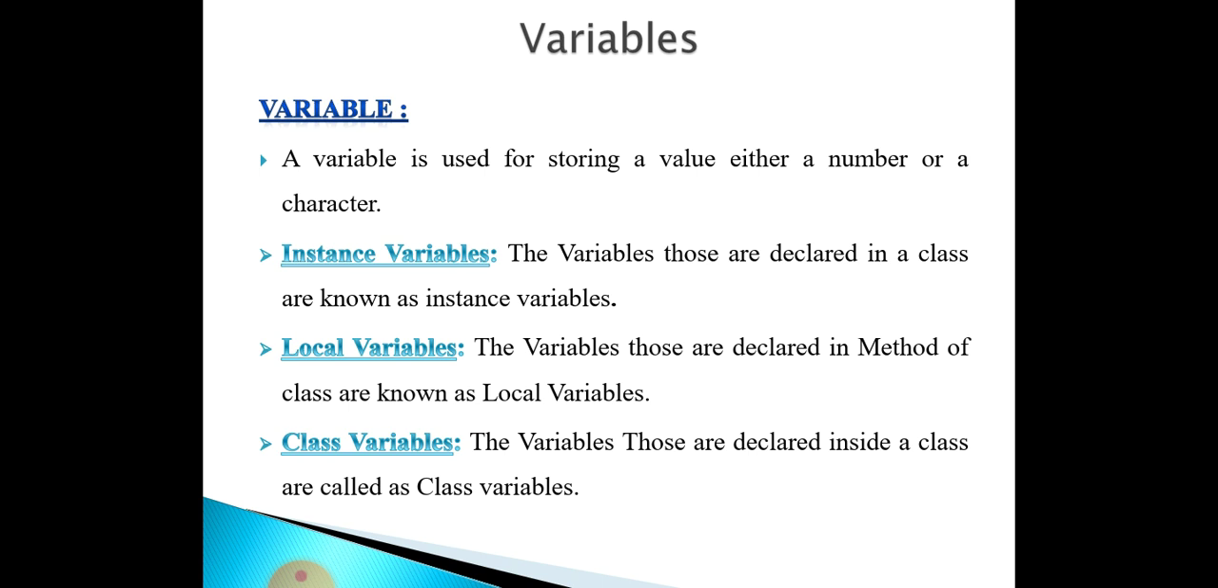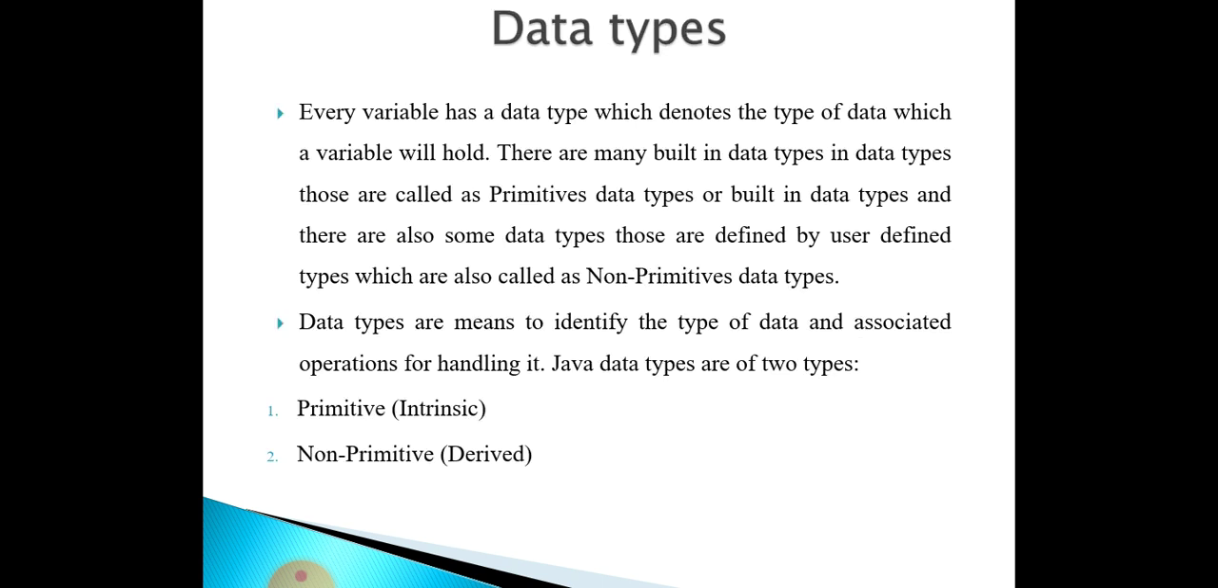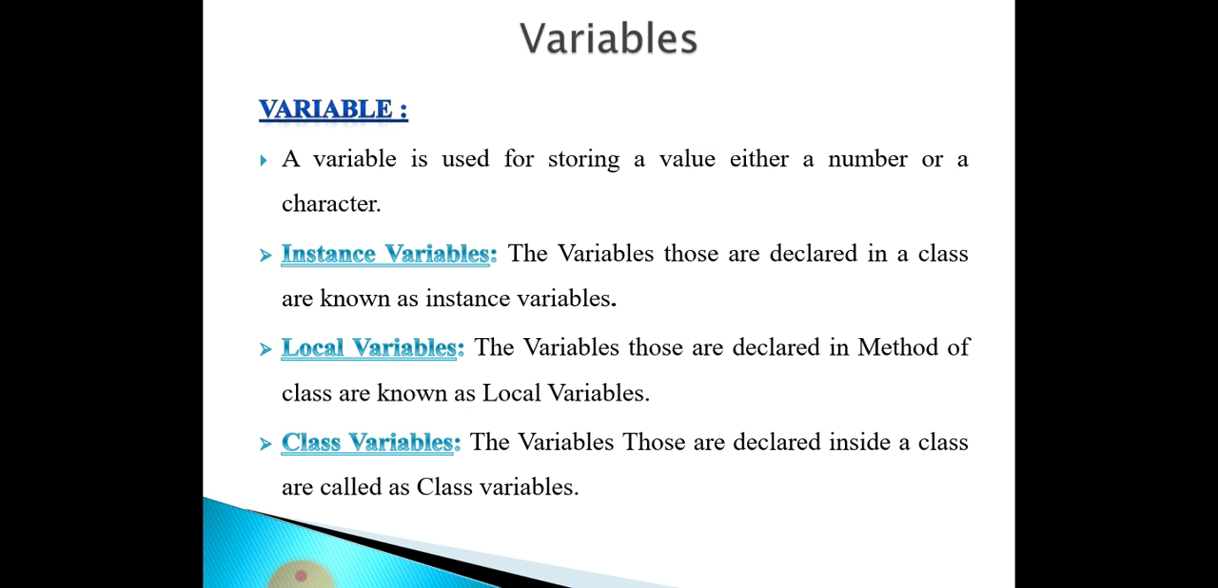Third one, class variables. The variables that are declared inside a class are called class variables. Class variables can be accessed by calling them with the class name. That is, the first condition: class name means no space between class and name. The second condition is that the first letter of class will be capital and the first letter of name will be capital, C capital, N capital.